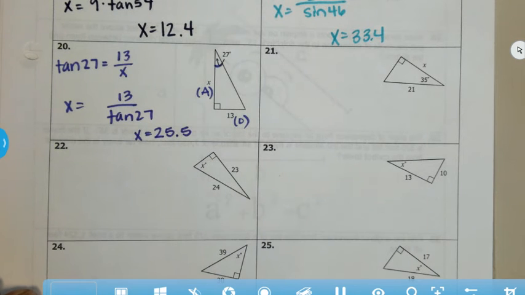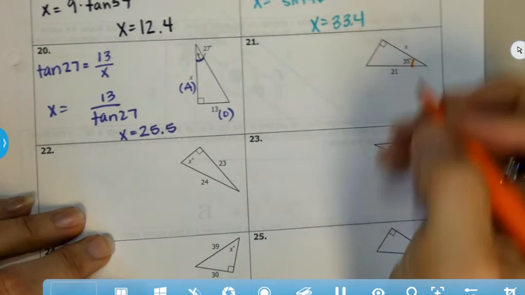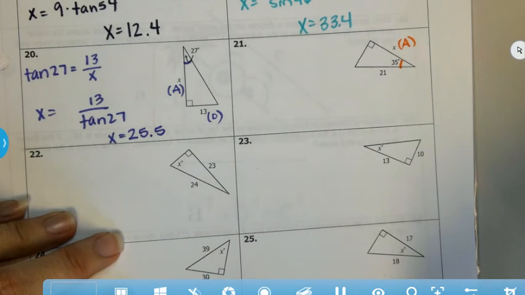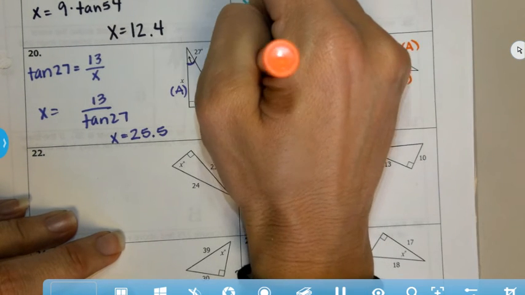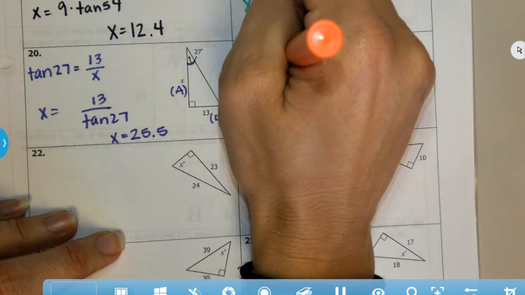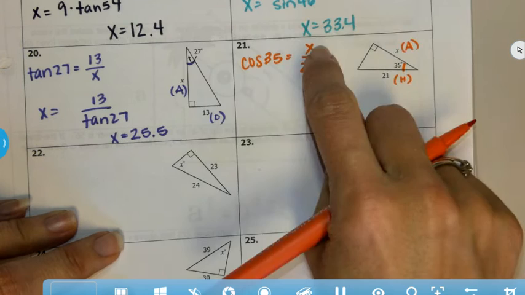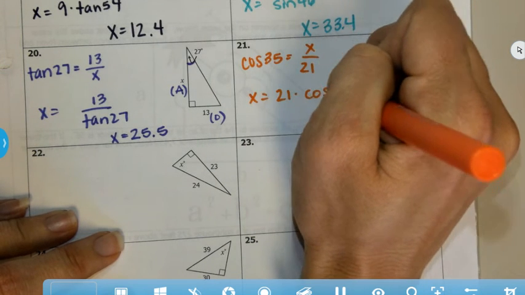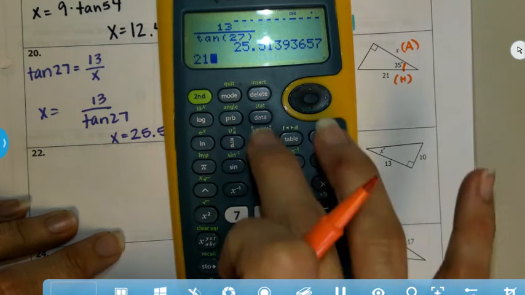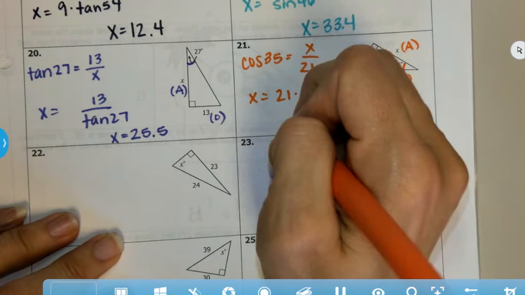All right, go ahead and find x for 21 now. They gave us angle 35. X is the adjacent side for this angle. 21 is the hypotenuse. So hopefully we used cosine. So cosine of 35 degrees equals adjacent over hypotenuse, x over 21. When x is on top, we multiply. So x equals 21 times cosine 35. So 17.2 for x.